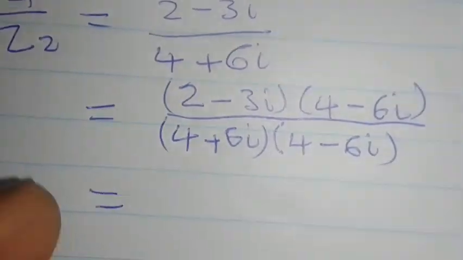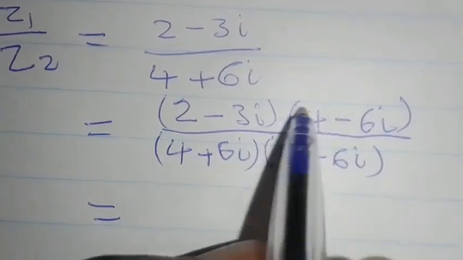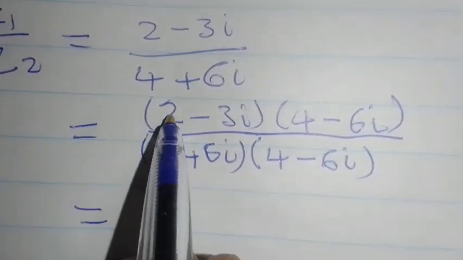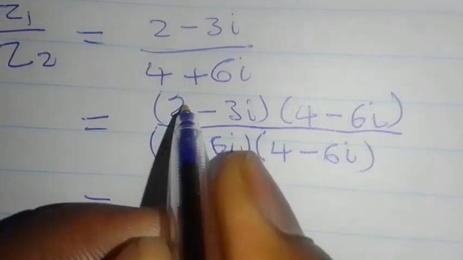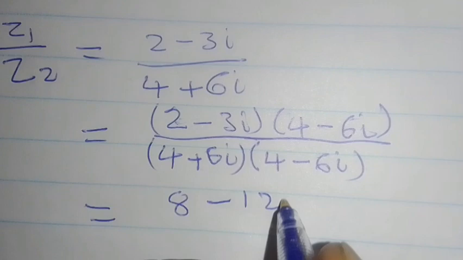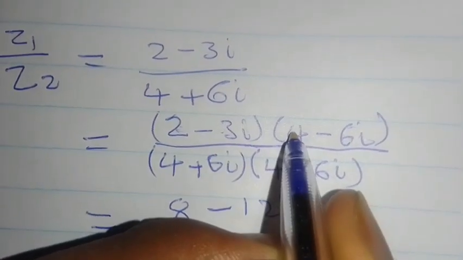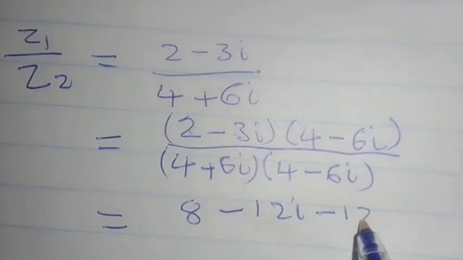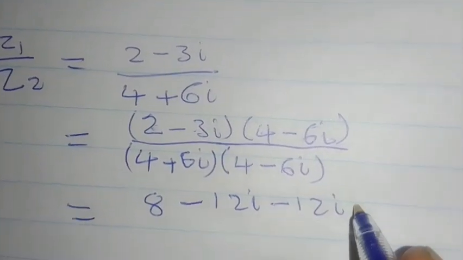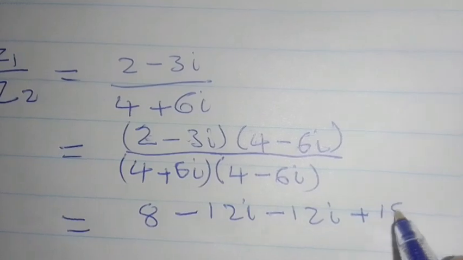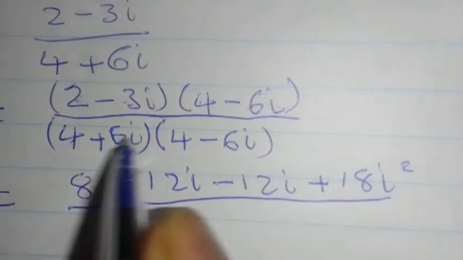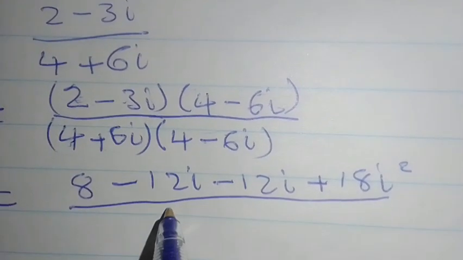So now I have 2 minus 3i multiplied by this. We can multiply, right? So you'll have 2 multiplied by 4, that's 8. 2 multiplied by minus 6i, that's minus 12i. And minus 3i multiplied by 4, that's minus 12i. And then minus 3i multiplied by minus 6i, minus and minus will be positive, and you'll have 18i squared. Now you divide that by this, 4 times 4, that's 16.